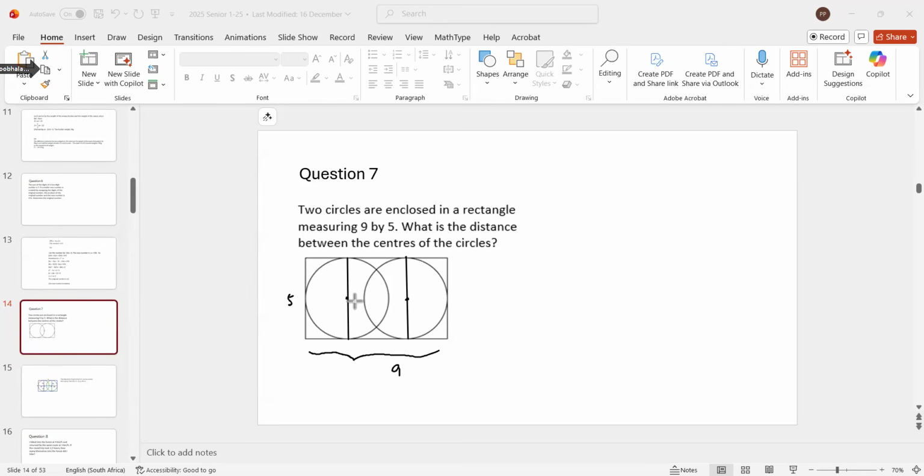The point is the diameter of the circle is 5. So the circle has got radius 2.5. You can see the diameter is the same as that. So these are the two centers. Let's draw a long line here connecting the centers.